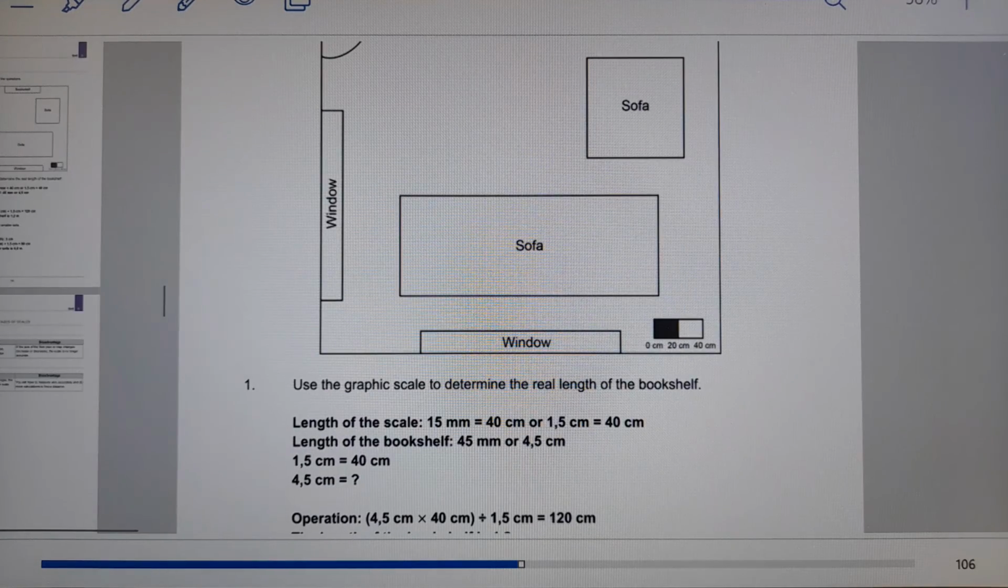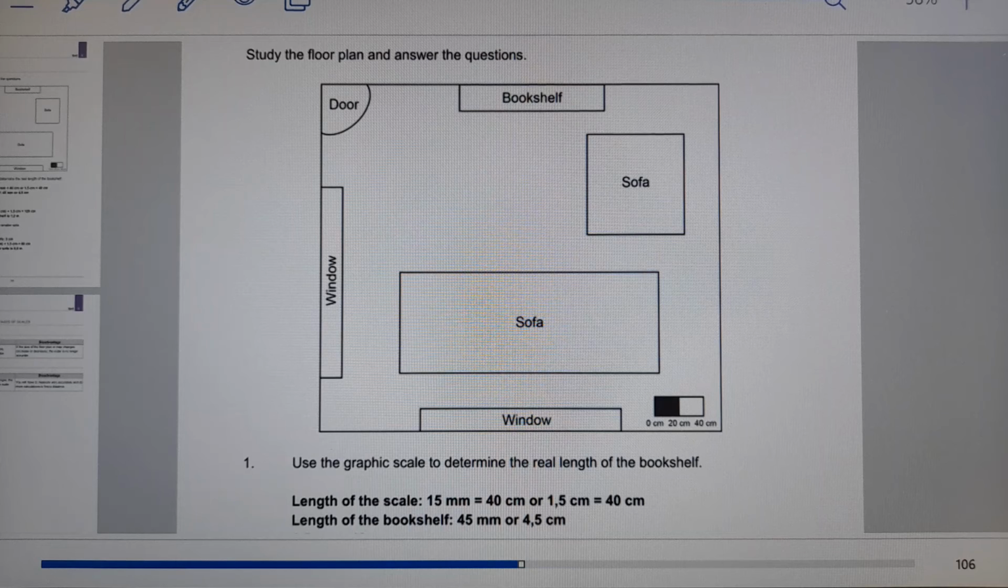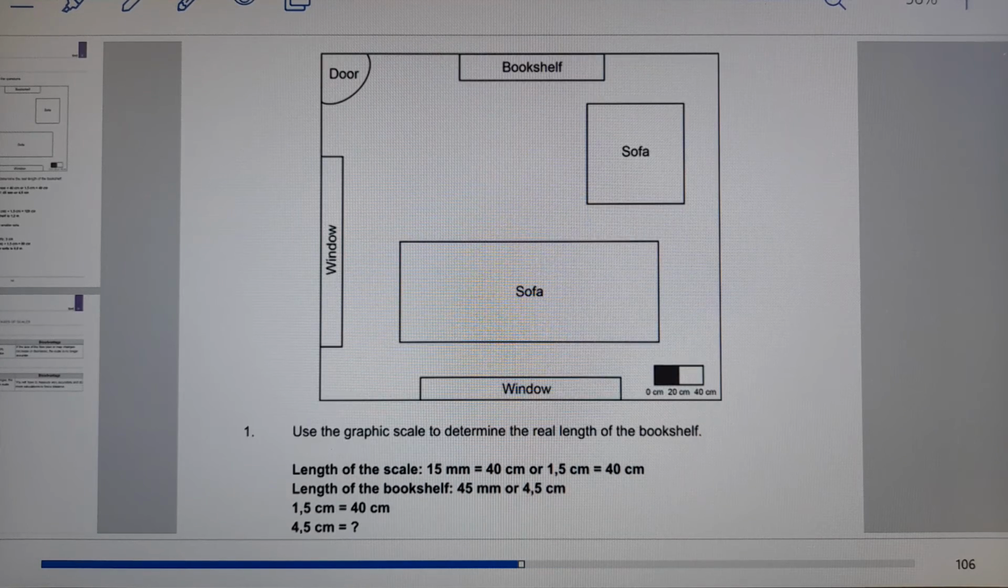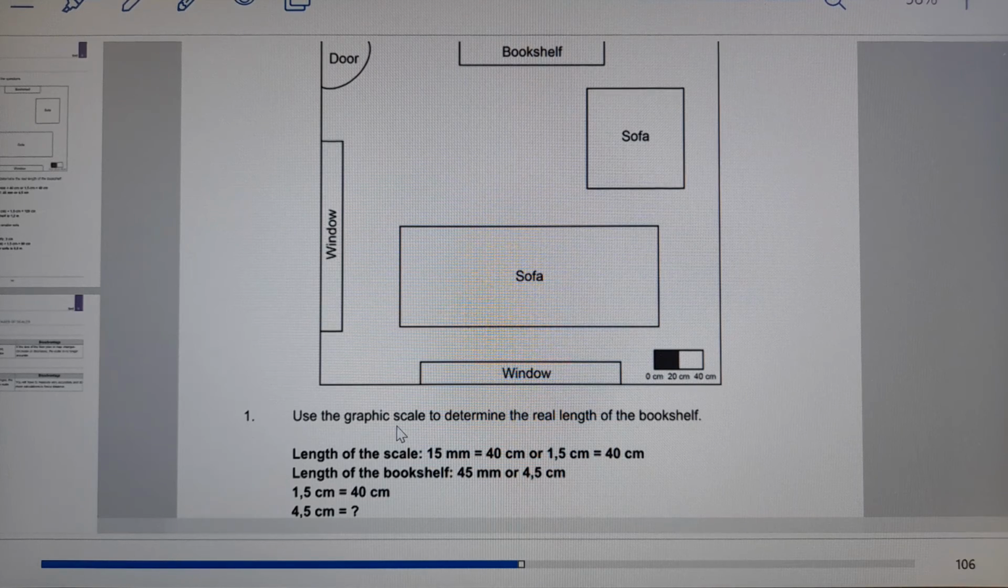Please, if you don't follow, we will practice this until you get this right. So now we've got this map. They say use the graphic scale to determine the real length of the bookshelf. You see, the real length, they mean the real distance. Real distance, don't get confused.